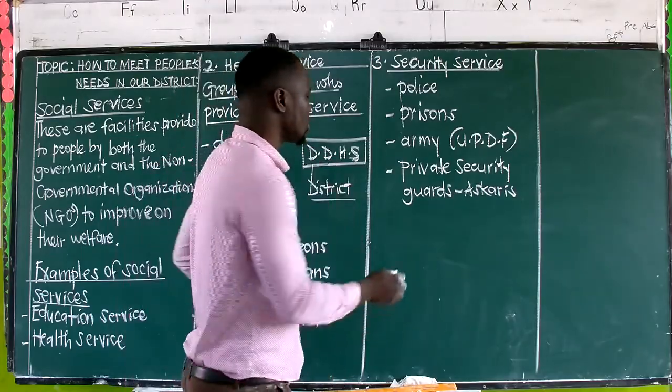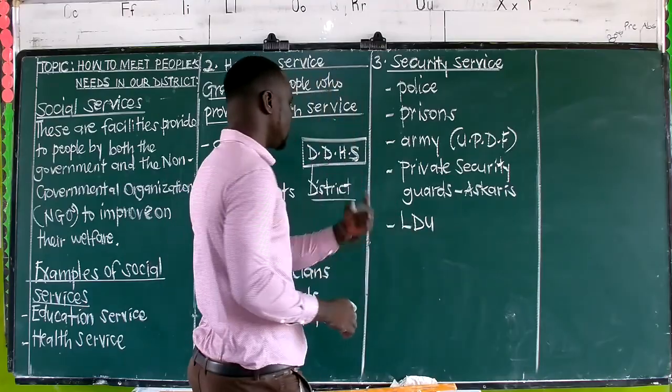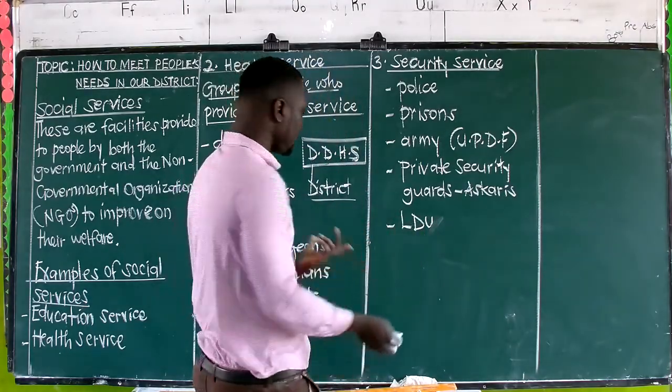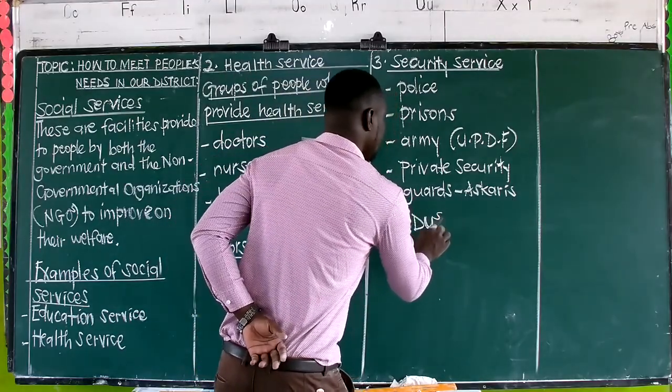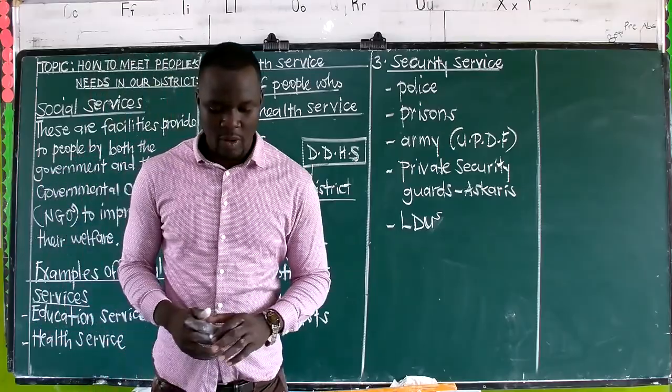And then we also talked about the local defense units. If it is in singular form, we can term it LDU. If it is in plural, local defense units, then we add S. So those are the people who provide security.